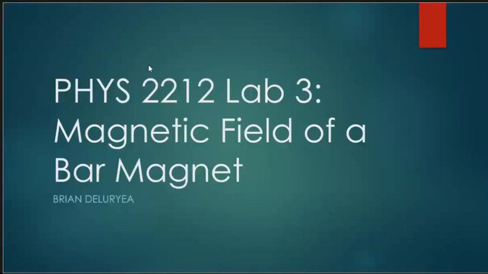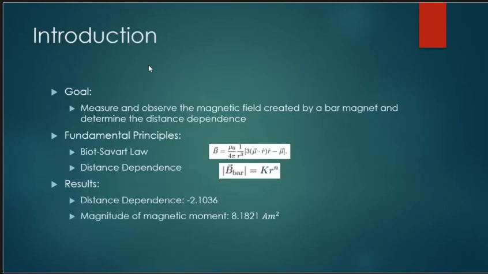Hello, my name is DeLuryea, and this is Lab 3 for Physics 2212, Magnetic Field of a Barred Magnet. The goal for this lab is to measure and observe the magnetic field created by a barred magnet and determine the distance dependence. Some of the fundamental principles that we will use in this lab are the Biot-Savart law and the distance dependence formula, both shown here to the right.